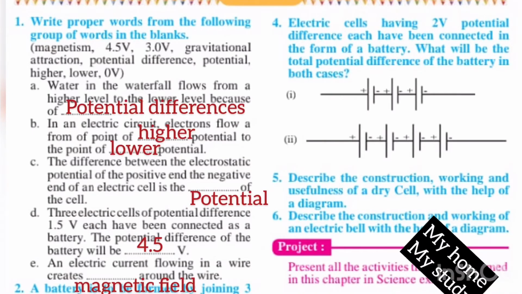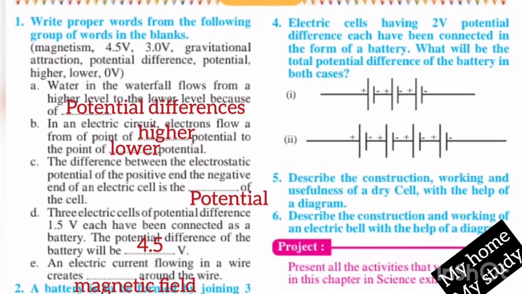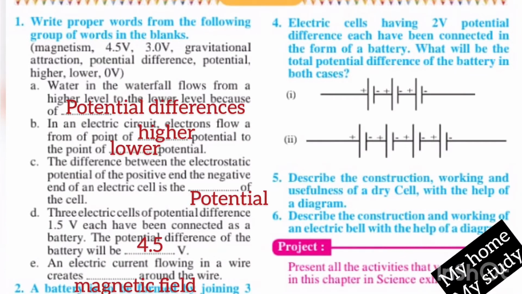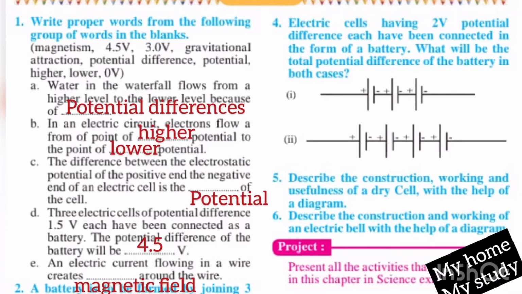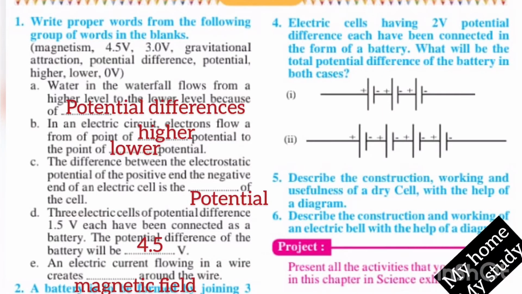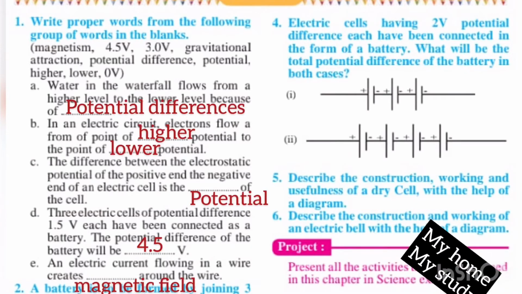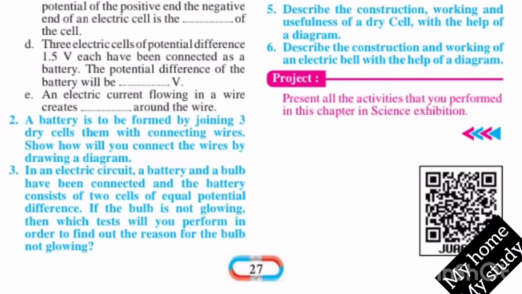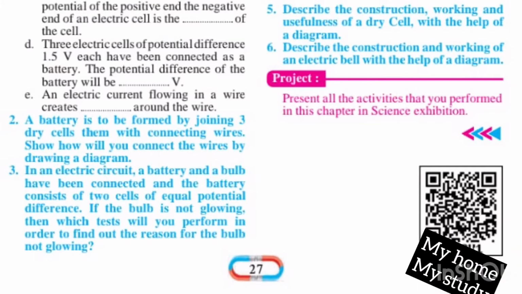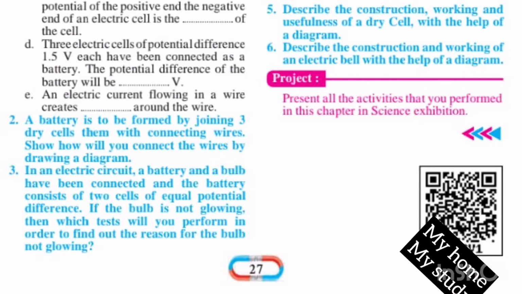Fourth, three electric cells of potential difference 1.5 volt each have been connected as a battery. The potential difference of the battery will be 4.5 volt. Last one, an electric current flowing in a wire creates a magnetic field around it. Question number 2. A battery is to be formed by joining three dry cells with connecting wires. Show how you will connect the wires by drawing a diagram.